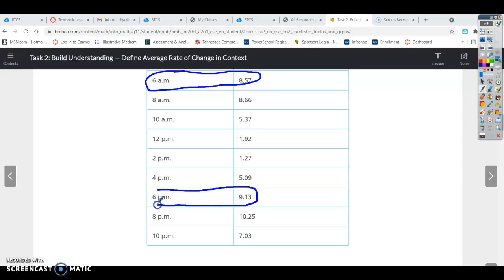Now remember when you're setting it up, the y values are in feet, but the x values are in hours. So think about hours. There's 24 hours in a day, so you can't just do 6 minus 6. First of all, you can't divide by 0, so you've got to think through this one a little bit more. All right, pause the video and find the average rate of change, and when you're ready, come back.